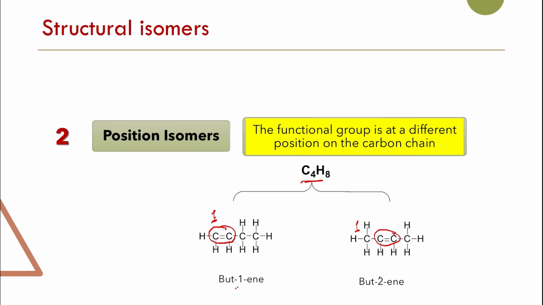So if you start with this carbon 1 and this is 2, this is but-1-ene and this is but-2-ene. The number here refers to where the double bond is, where we can find the double bond. So these are two different compounds. However, they still have the same functional group, so they have the same chemical properties. However, they have different physical properties because, again, they are different compounds.